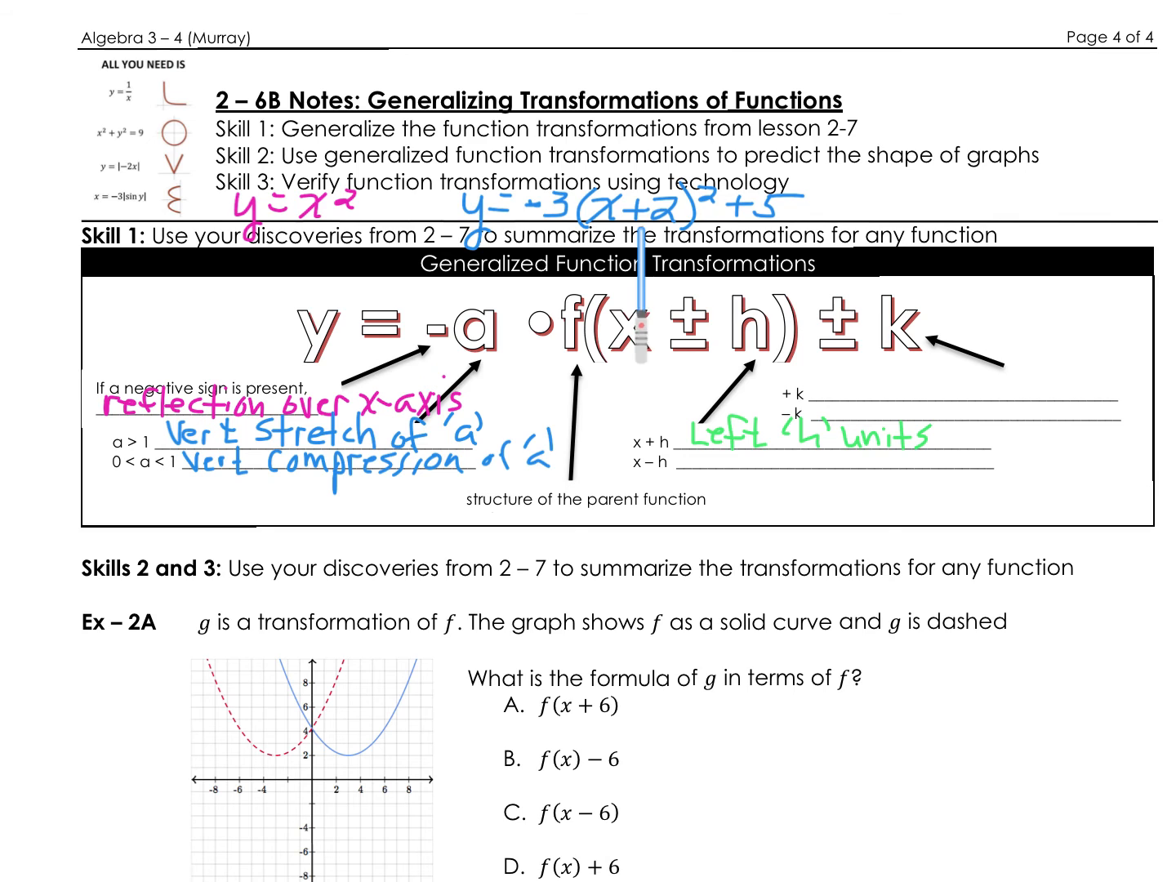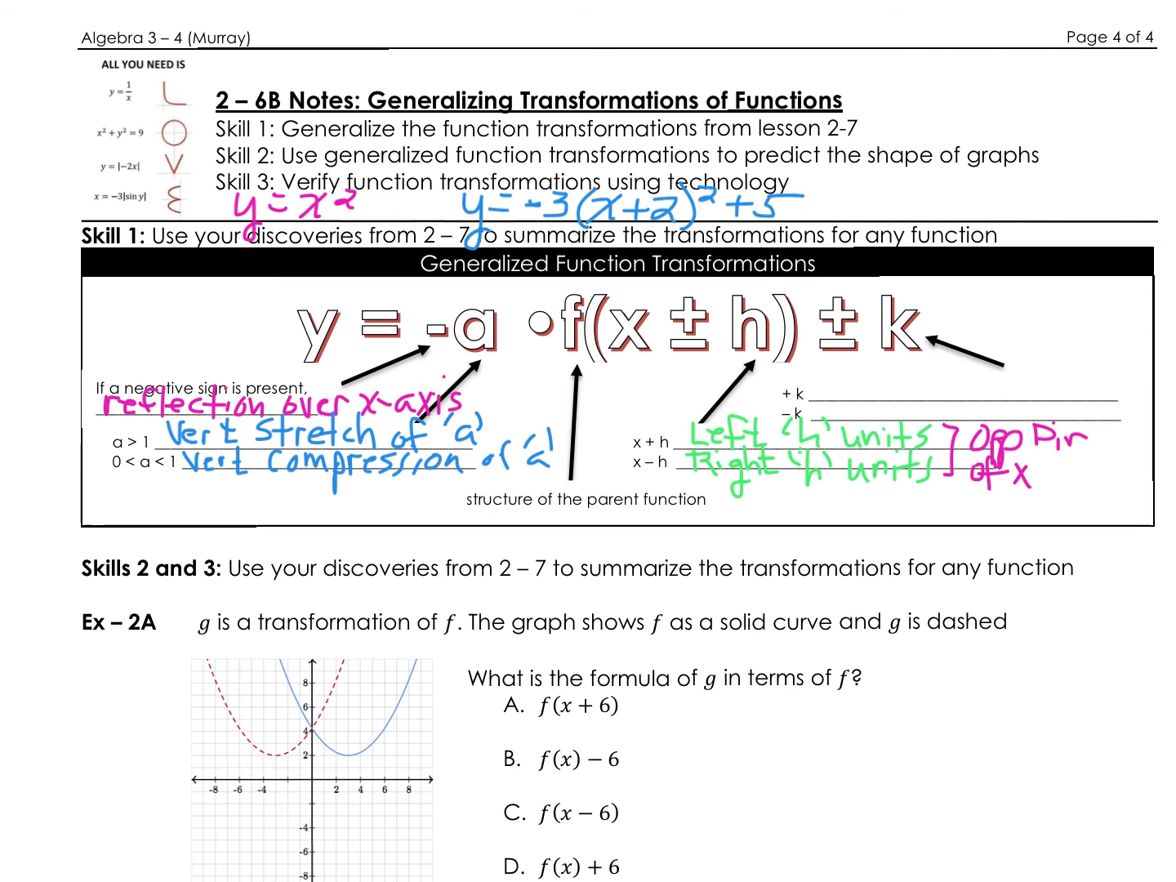If this had been a -2, we're going to go in the opposite direction of the minus. We're going to go to the right 2. So if your value inside the function is minus, that means you're going to go in the opposite direction, and you're going to go right h units. Now you might also want to put in here that this is the opposite direction of x. So it's the opposite direction of what you think it would be.